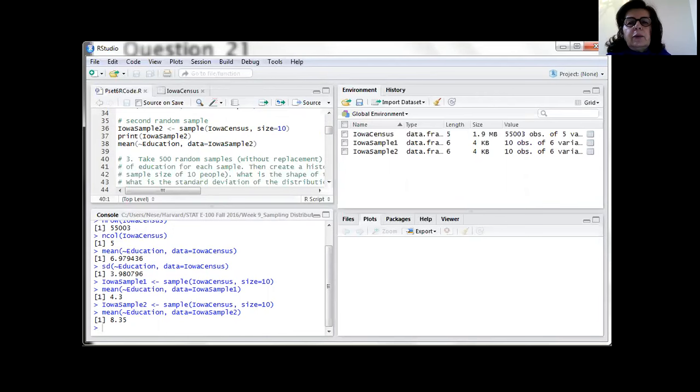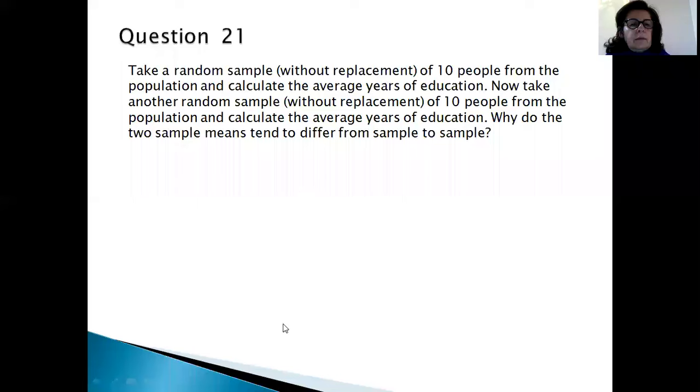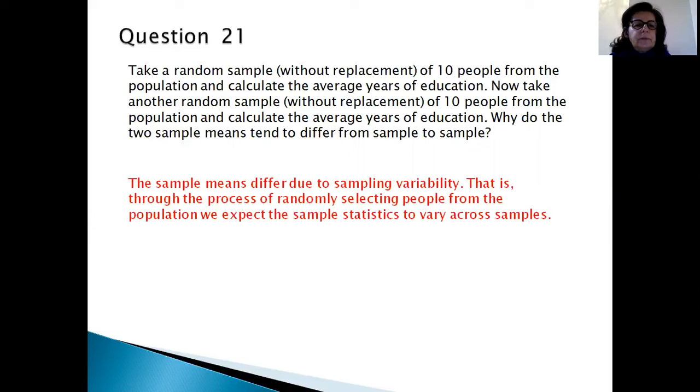Let's see what the question is asking again. Why do the two sample means tend to differ from sample to sample? Well, the quick answer is those are two different samples. They are different subsets of the population. They differ due to sampling variability. That is, through the process of randomly selecting people from the population, we expect the sample statistics to vary across samples.